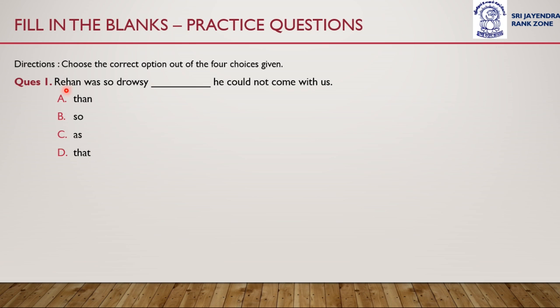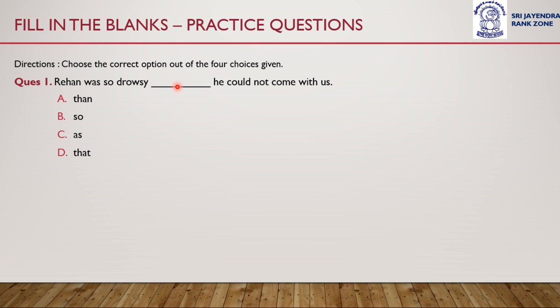Question number 1. We need to choose the correct option out of the 4 choices given. Question number 1 is: Rehan was so drowsy dash he could not come with us. This is the question. I hope you all have understood the meaning of the sentence. Now try to guess which word should come in this blank. He could not come with us.